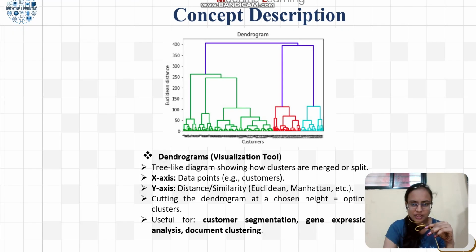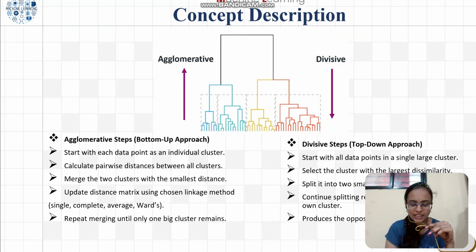The second type is divisive clustering. Here, the process is the opposite. We start with one large cluster at the top, then it is split into smaller and smaller clusters as we go down. Finally, at the bottom, each point stands alone. This diagram clearly shows how the two approaches are exact opposites of each other.